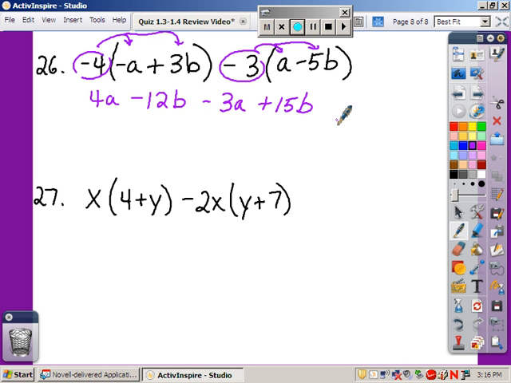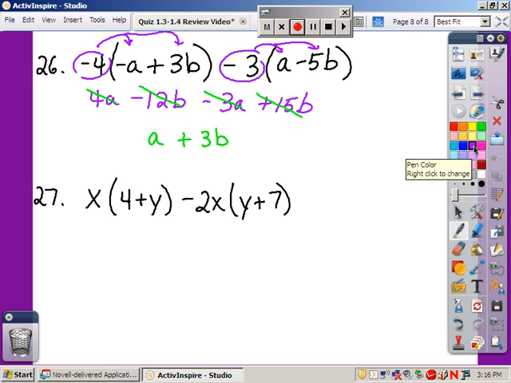Put some like terms together here. 4a, negative 3a gives me 1a, or just a. And negative 12b and positive 15b gives me 3b. So you can see when it comes to simplifying, that original problem, all that stuff, reduces down to just a plus 3b. Clearly much more simplistic than that beginning problem.